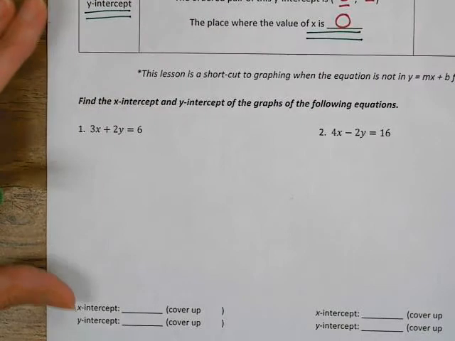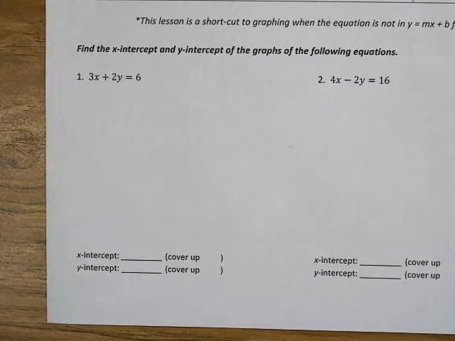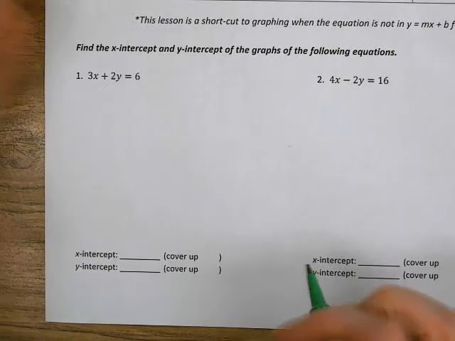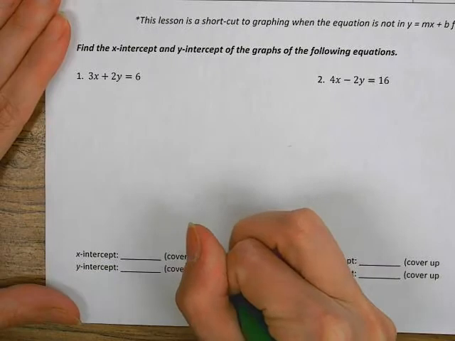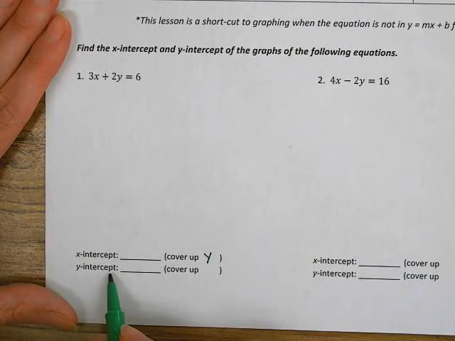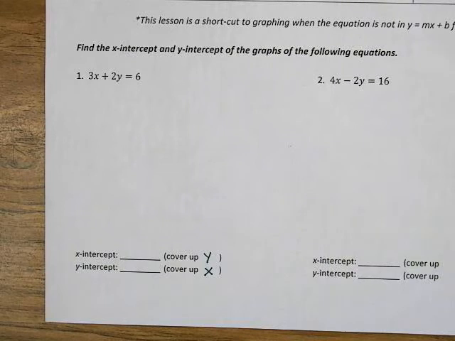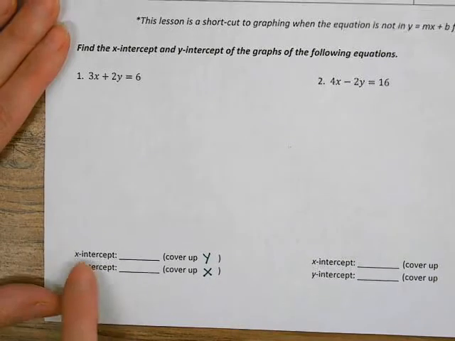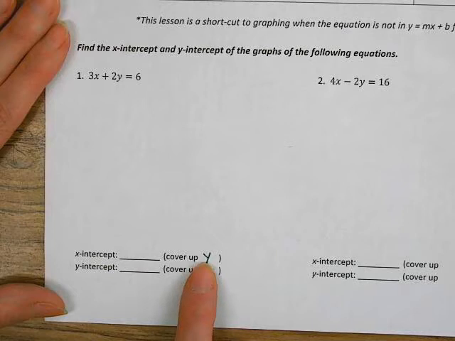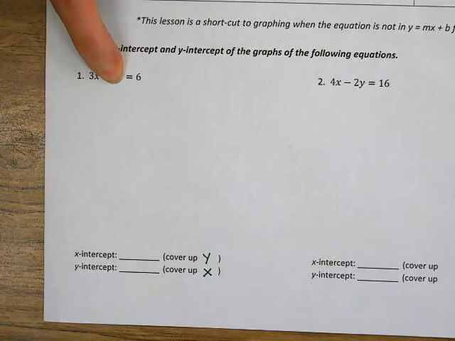Okay, so number 1, it says find the x and y intercept. So let's talk about what we just did. X-intercept, y is 0. So you're going to cover up the y. And then the y-intercept, x is 0. So we're going to cover up the x. All right, so let's try it. To find the x-intercept, since y is 0, we're going to totally cover up that term, because if it's 0, it's like it's nothing. And we're going to solve for x.